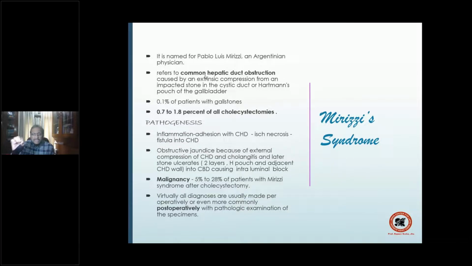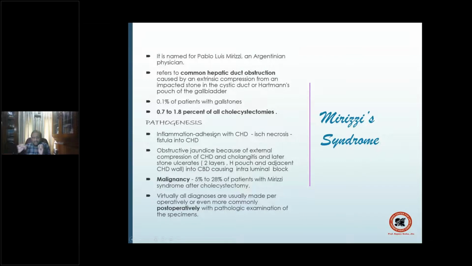And what kind of block is it? It is basically an extrinsic compression from an impacted stone in the cystic duct or Hartmann's pouch of the gallbladder. But please, for God's sake, remember it is external compression over the common hepatic duct, which is the proper Mirizzi syndrome. What we understand as CBD pressure is not the true Mirizzi syndrome. That means the pressure occurs proximal to the cystic duct, between the cystic duct and the hepatic duct, so the common hepatic duct is the part being extrinsically compressed. 0.1% of all patients with gallstones and 0.7 to 1.8% of all cholecystectomies are Mirizzi syndrome.